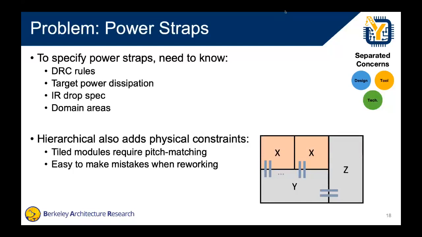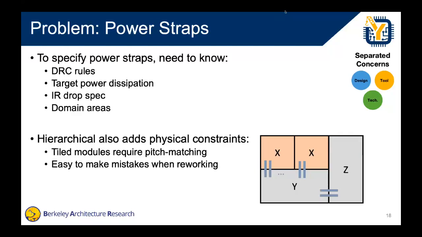So this is one problem that we worked on in Hammer, to give you a good API that's more useful than just writing Tcl scripts yourself. Power straps: something you need in all your digital designs. And it's really hard to get them exactly right, especially when you're doing hierarchical design. You have to make sure you're getting the DRC rules correctly, so you're not putting your power straps too close together or too wide.